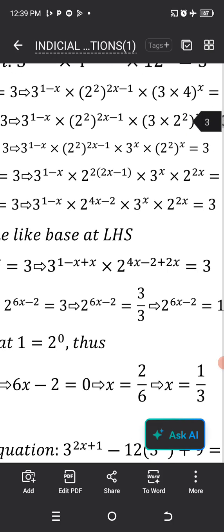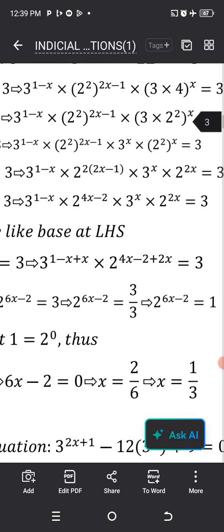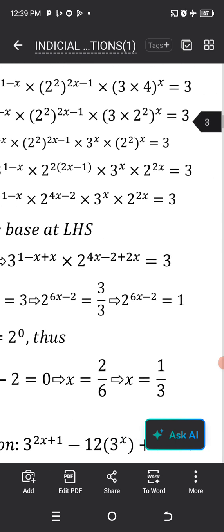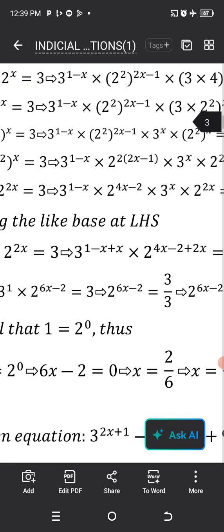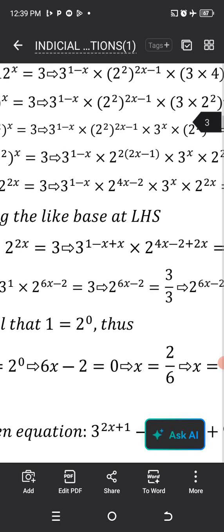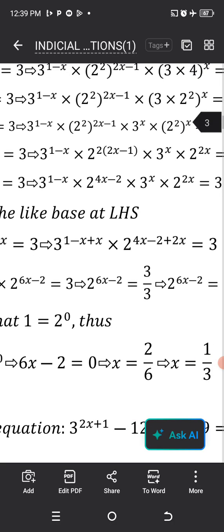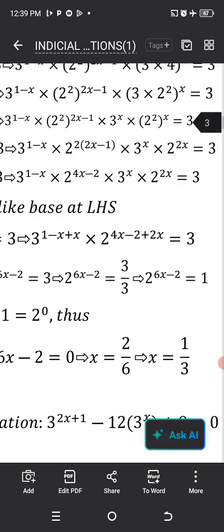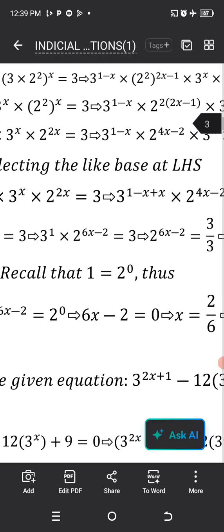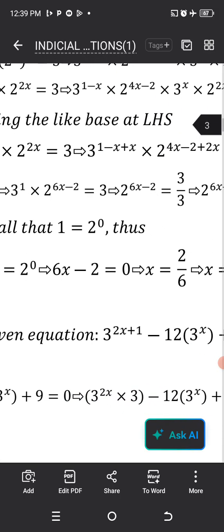Multiply by. So applying the product law, we have 2 raised to power 2 inside the parenthesis, 2x minus 1, all the same. Now multiply by 3 raised to power x multiplied by 2 raised to power 2x equals 3. So in the next implication line, we have 3 raised to power 1 minus x multiplied by 2 raised to power 4x minus 2, multiplied by 3 raised to power x multiplied by 2 raised to power 2x equals 3. So collecting the like base at the left hand side.